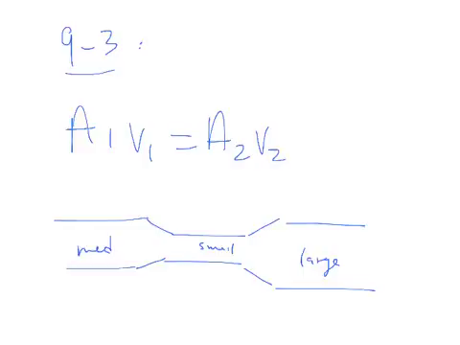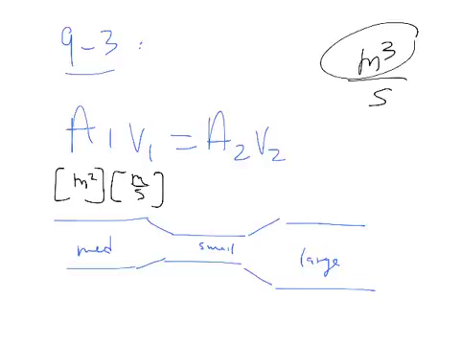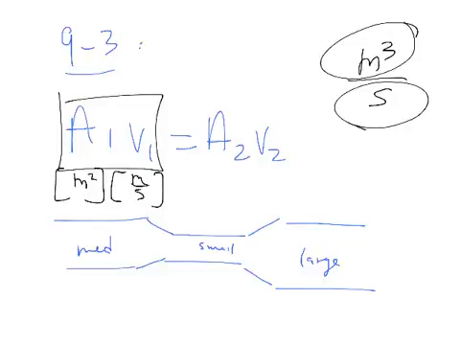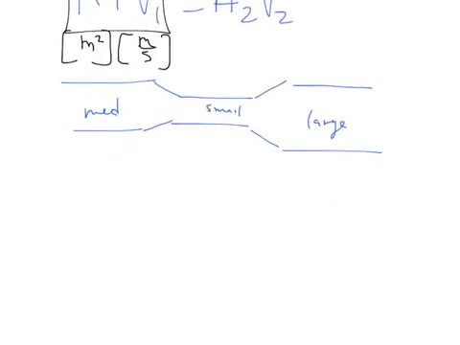You can prove this mathematically. What are the units of area? Meter squared. What's the unit of velocity? Meters per second. So you get meters cubed per second. Volume moving through the pipe every second. This is a volumetric flow rate. A good word to know. Volumetric flow rate, cubic meters per second. The units turn out to be meters squared times meters per second, which is meters cubed per second.